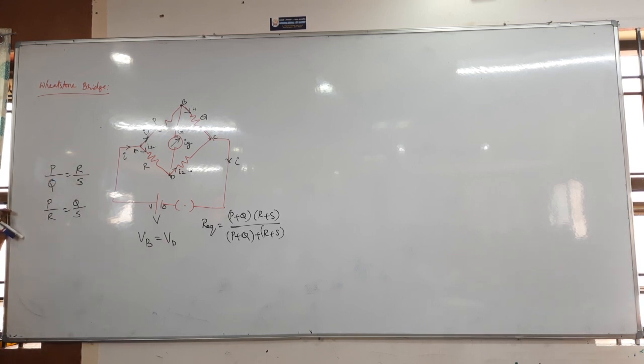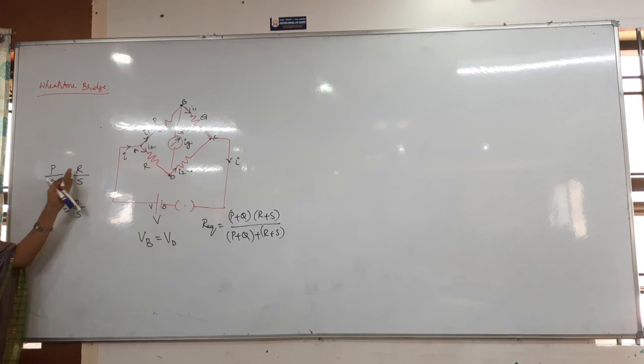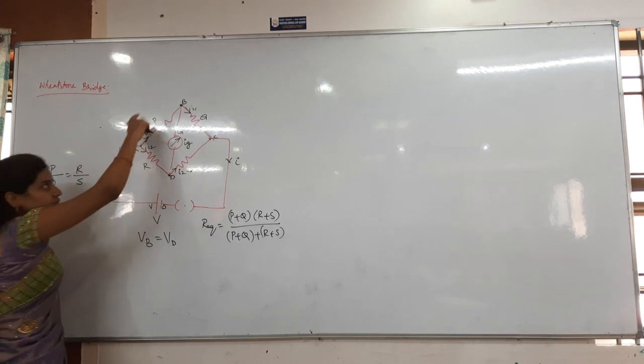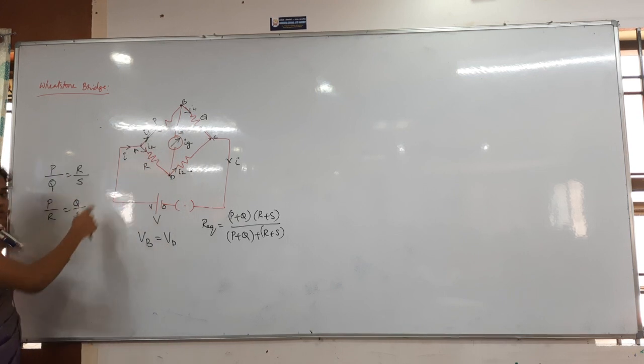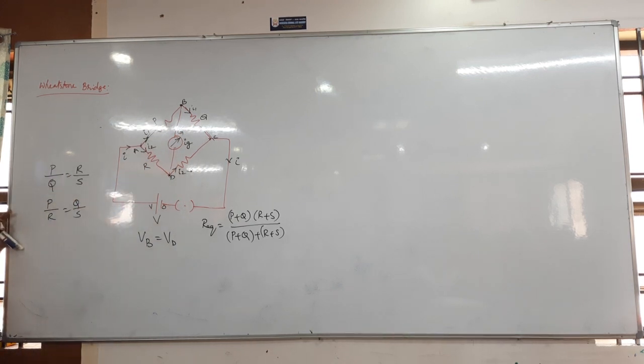Anything is correct only whenever the bridge is balanced. If the bridge is unbalanced, we will not use this formula. You understand or not? So always P by Q is equal to R by S. You just take either these two resistors, otherwise these two resistors. Everything is the same. Now this is the case whenever the bridge is balanced.